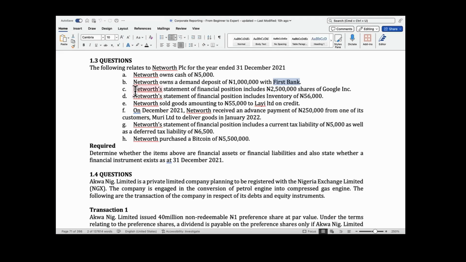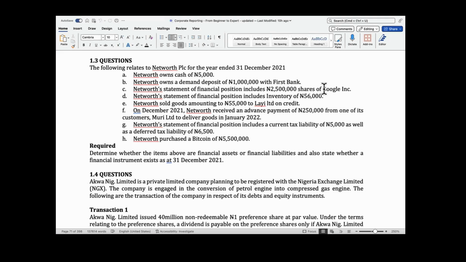Number 3. Net worth's statement of financial position includes 2.5 million shares of Google Incorporated. So in the statement of financial position, Net worth invested 2.5 million in the shares of Google. And remember that a financial asset is any asset that is an equity instrument of another entity.